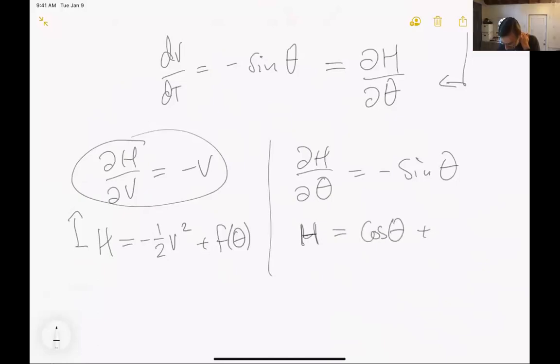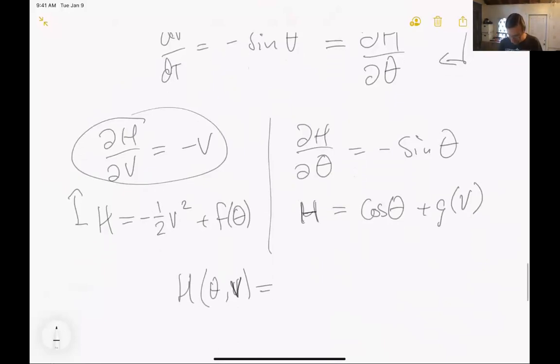Okay, plus some function of v, right? Because a function of v is a constant as far as theta is concerned. All right, now these are two clues as to what h is, but h is just a single function. So we have to find a single function for h. It's a function of theta and v, so that it's simultaneously minus 1/2 v squared plus some function of theta, but it's also cos theta plus some function of v. So what is h?